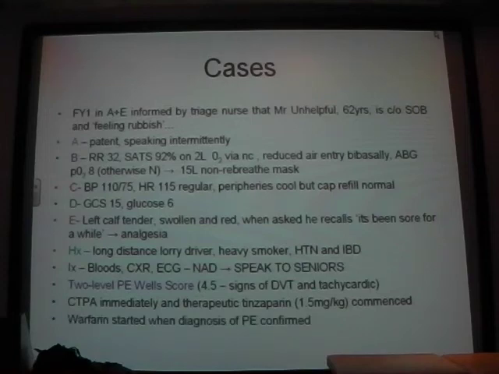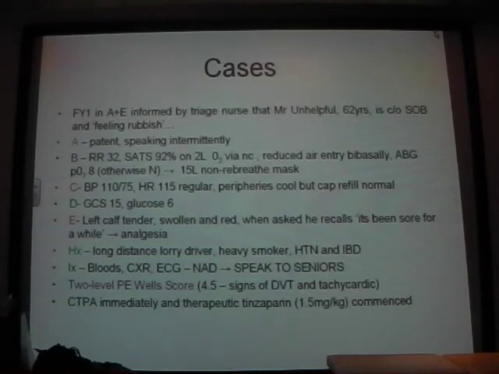Do you start with simplifying before you do the CTPA? You order the CTPA, but you just start with simplifying. If someone's got a clinical suspicion of PE, you always start treatment. You can always stop it if the CTPA is negative. It's much worse to send them down without any anticoagulation at all, and then it can turn into a massive PE because they could throw the clot in the time they've gone down for the scan.